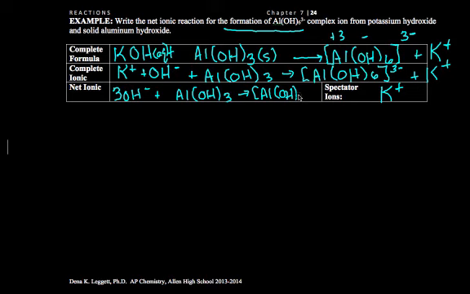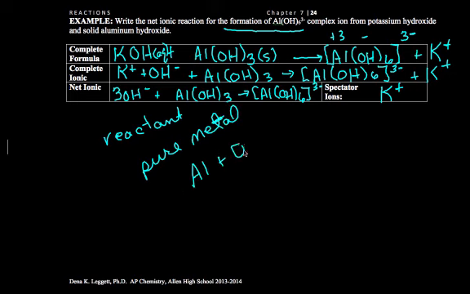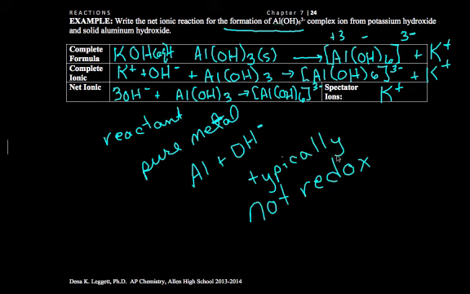Now, most of the time, these are not redox. If your reactant is a pure metal, like this reaction with aluminum plus hydroxide, then it would be a redox. But by and large, complex ions are not redox. So if you're in doubt, assign oxidation numbers. Right? That's the generality for that one.